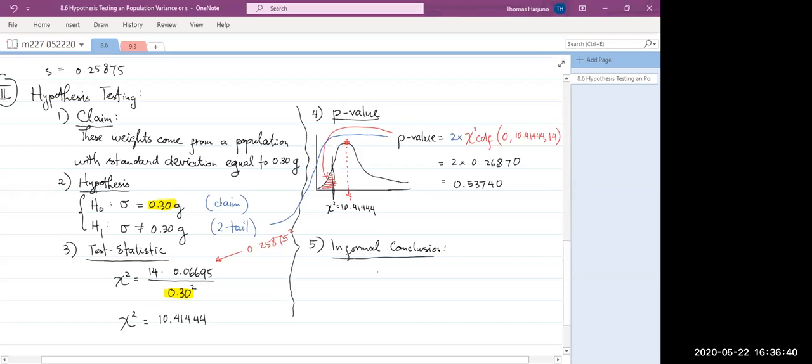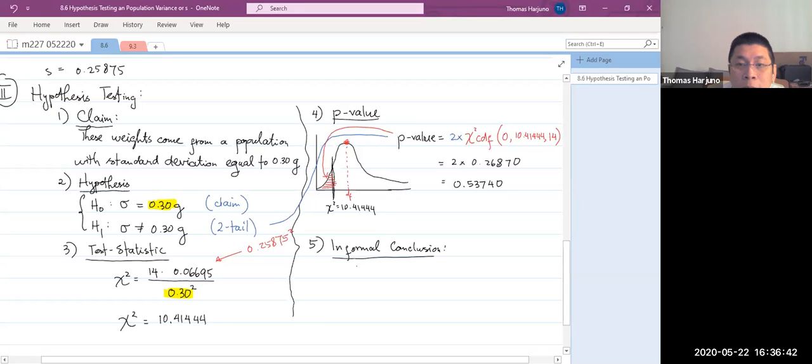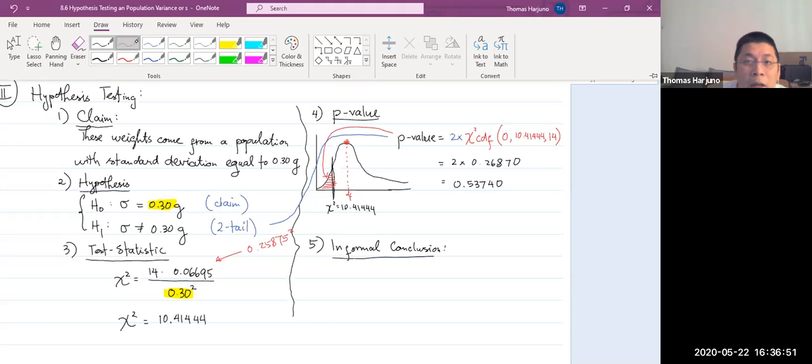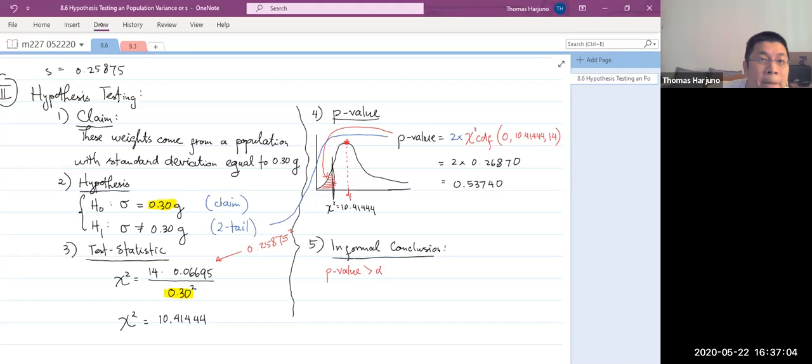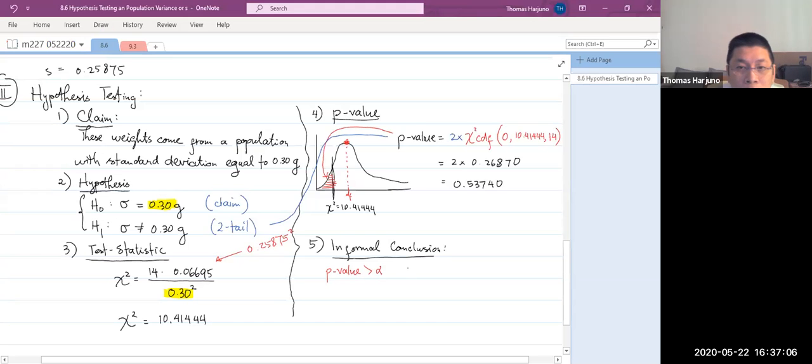And then come back here. What is the informal conclusion? And notice that the p-value is so much greater than the alpha, the significance level. So the informal conclusion will be fail to reject the null hypothesis.